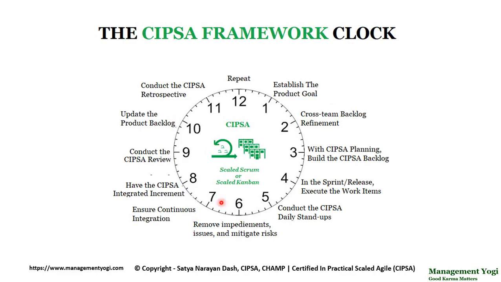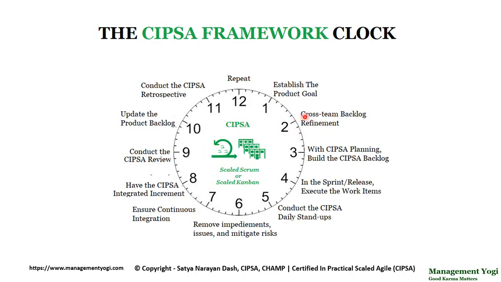Of course, the software has to be robust to support both Kanban and Scrum. So in this clock, as you can see, we have 12 clock pointers, which is typically seen in a clock. From 12 o'clock, then 1 o'clock, 2 o'clock, till again 12 o'clock. So first we start with establish the product goal. Product goal is the one-time single objective of the product backlog.